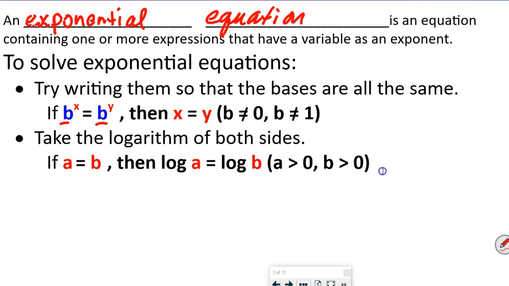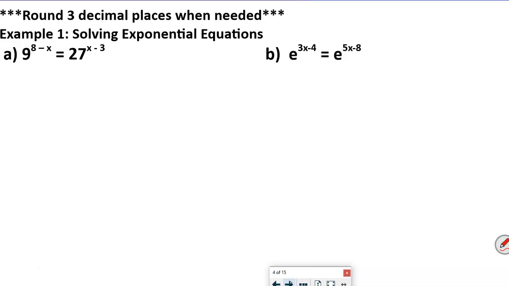So the next one says take the logarithm of both sides. So if a equals b, then the log with the same base of a equals the log with the same base of b. So this is log base 10, right? Because there is no base. So as long as the base is the same here, a has to equal b. Okay? So that's what we're going to do for these next set of problems. So we're going to round these to 3 decimal places if needed.